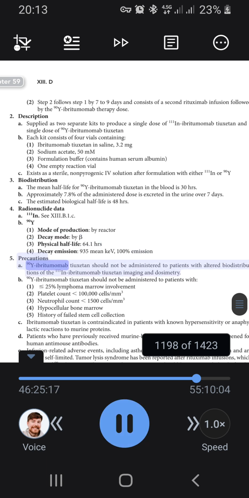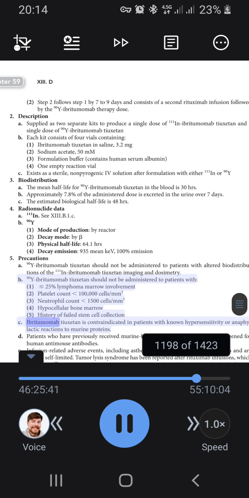5. Precautions. A. Yttrium-90 ibritumomab tiuxetan should not be administered to patients with altered biodistribution on the indium-111 ibritumomab tiuxetan imaging and dosimetry. B. Yttrium-90 ibritumomab tiuxetan should not be administered to patients with: 1. greater than 25% lymphoma marrow involvement, 2. platelet count less than 100,000 cells/mm3, 3. neutrophil count less than 1,500 cells/mm3, 4. hypocellular bone marrow, 5. history of failed stem cell collection.